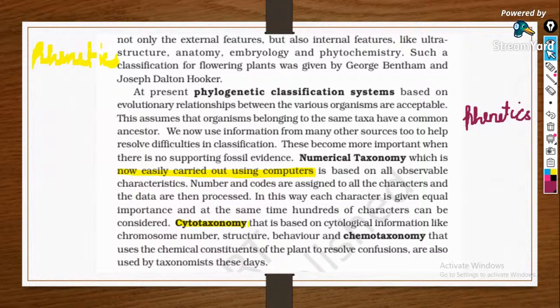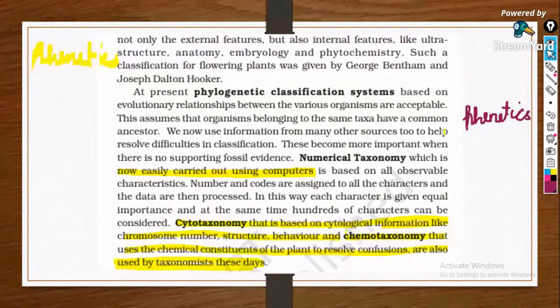Cyto means cell. Cytological information like chromosomal number, structure, and behavior, all these are known as what? Cytotaxonomy. Next is chemotaxonomy. Chemotaxonomy refers to the use of chemical constituents of the plant to resolve confusion, which is also used by taxonomists these days. So this is what is known as chemotaxonomy.